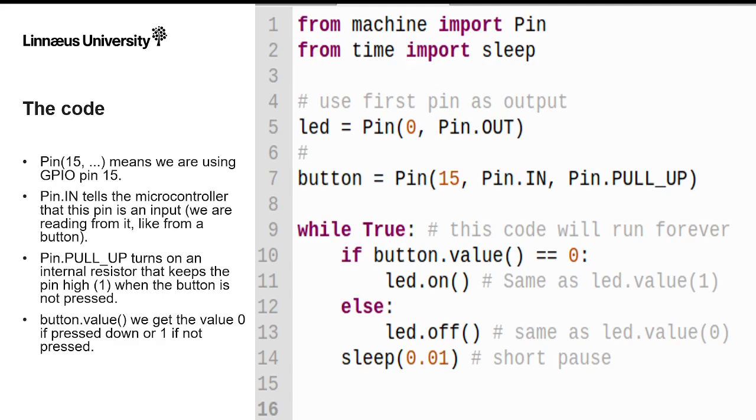This means 15. The Pin.IN means that the microcontroller sets the pin to input mode. That means we are reading from it. And the pull up turns on an internal resistor that keeps the pin on a high value. That means 1. When we press the button, it will turn into 0. So in the while true loop, we will check if the button dot value, that means if we press it, it will be 0 because we have the pin dot pull up. We turn the LED on, else we turn the LED off.